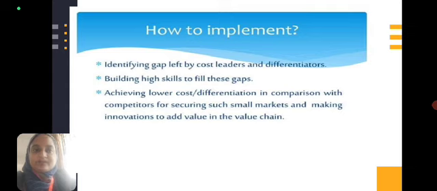So how to implement it? Identify the gap, focus on that particular gap, and apply cost leadership and differentiation, and you could win the market.